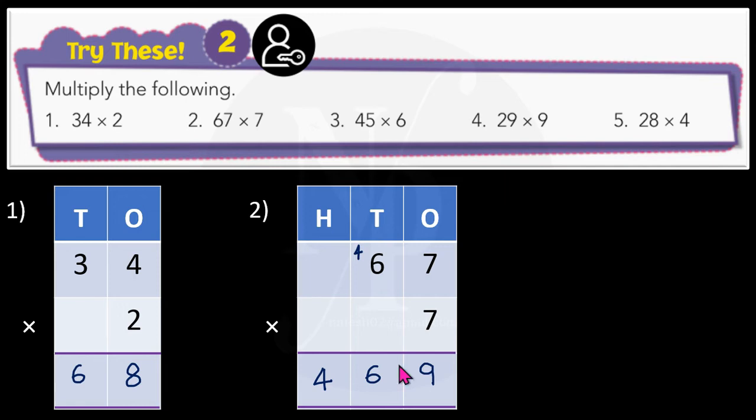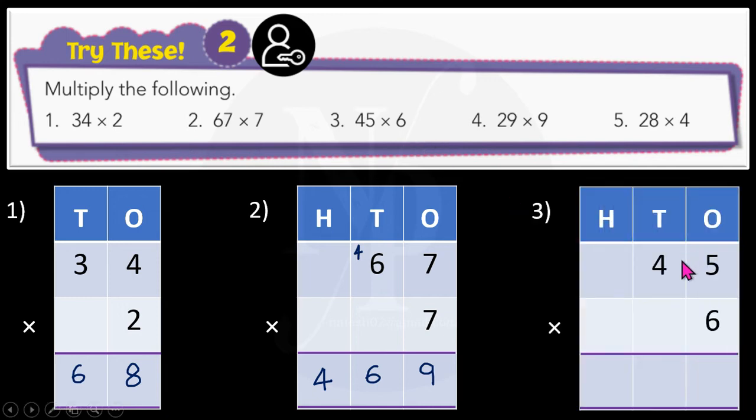Next, let us take the question number 3. That is 45 into 6. Let us write down these numbers in place values table. That is question number 3. So in 45, 5 is in ones place, 4 is in tens place, and 6 being a single digit number, it will be in ones place. Now let us multiply these numbers.